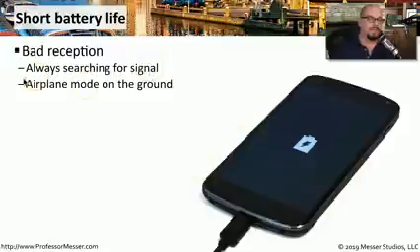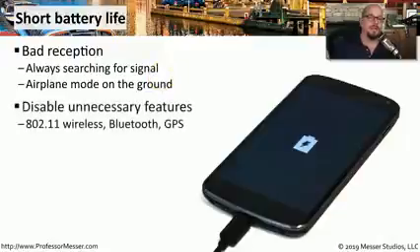That's because this device is constantly searching for a signal and using the radio and therefore the battery to perform that function. This might be one of those situations where you enable airplane mode while you're on the ground just to make sure you're able to conserve battery while you're away from that mobile network. Other radios that are inside of this device are also using battery. So if you're not using your 802.11 wireless, you're not using your Bluetooth, and you're not using GPS, you may want to disable those features as well.